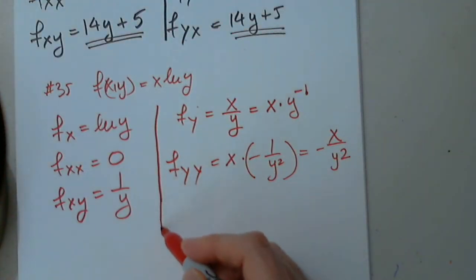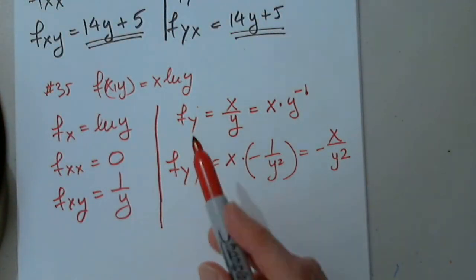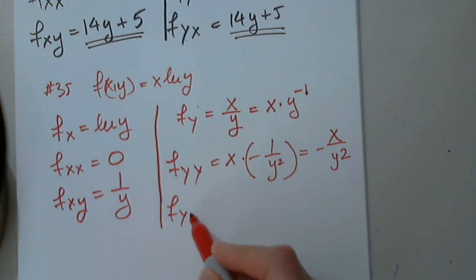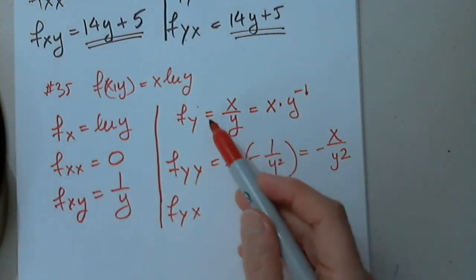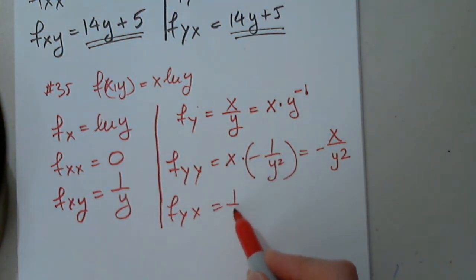And now I differentiate f_y with respect to x. When I differentiate this with respect to x, I get 1 over y.